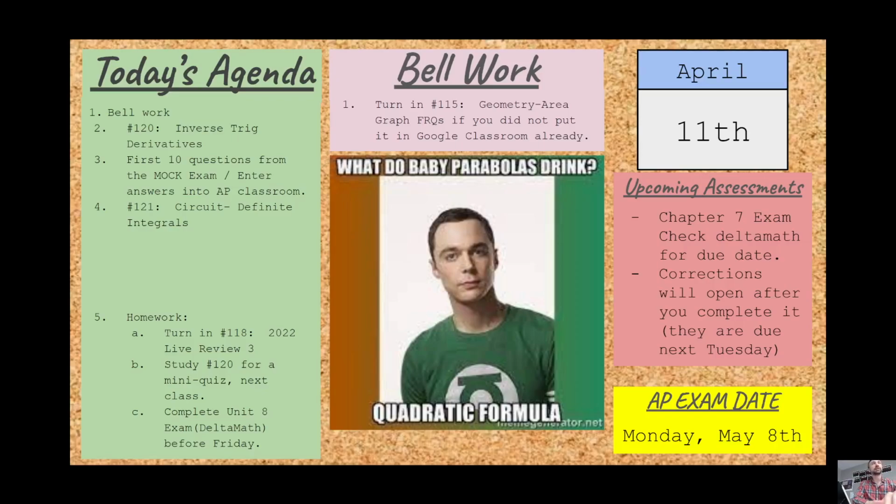U substitution is probably the most points, or at least the second most points, that you can earn on the AP exam. So being very good at U substitution is going to be important. But this circuit today is not even on U substitution. It's just integrating. And honestly, I'd like you to focus on speed on this one. Especially the first few questions should be very quick.